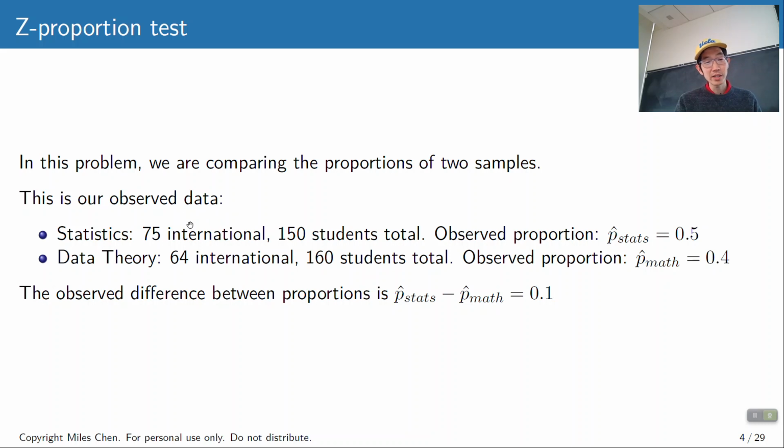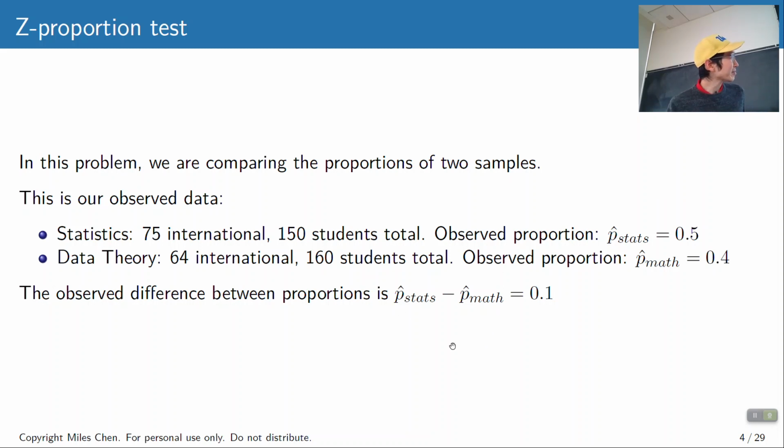In statistics, we had 75 international students out of 150 students total, so p-hat stats is 0.5. For data theory, 64 international out of 160 is 0.4. I wrote p-hat math; I could have written p-hat data. Data theory is not math, but there's certainly more math than regular statistics. I don't want to get in trouble with my statistics colleagues, but in data theory there's definitely an expectation of more theoretic math. That's the theory part, right?